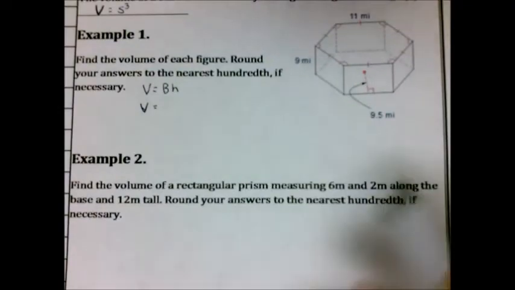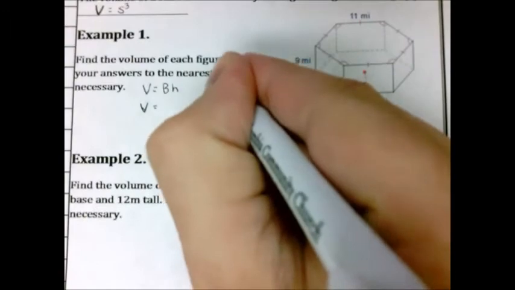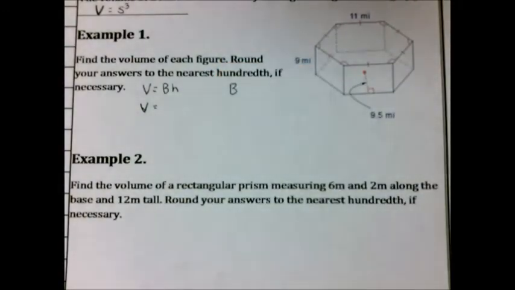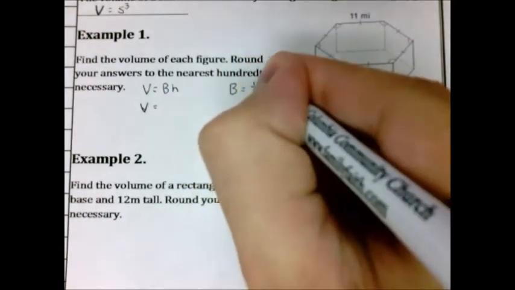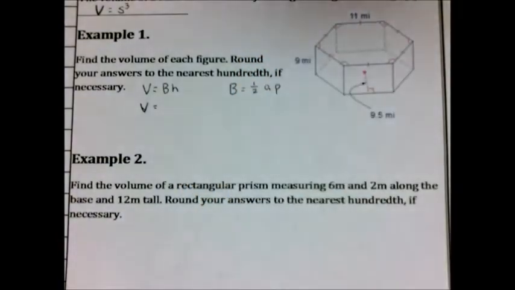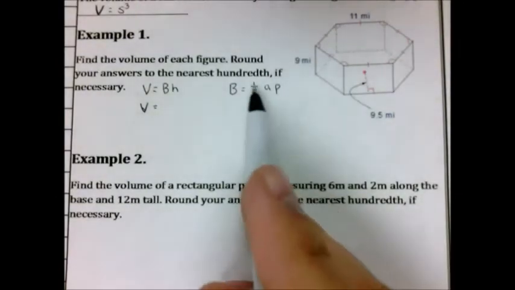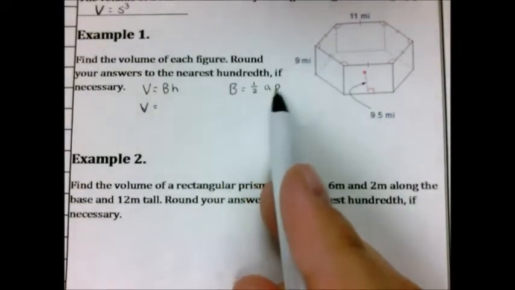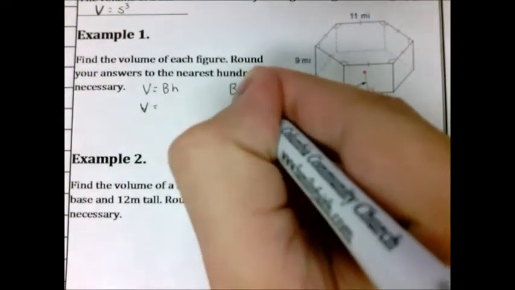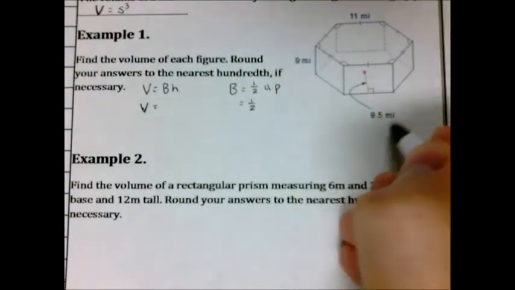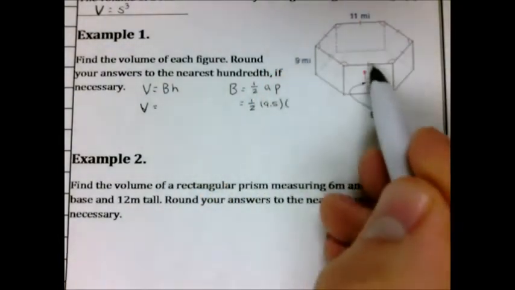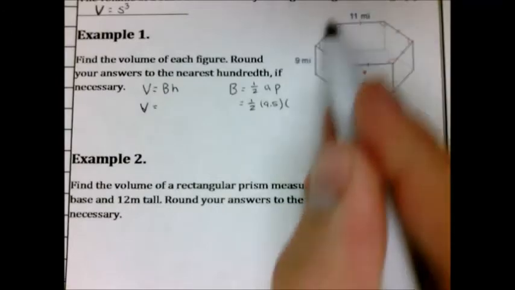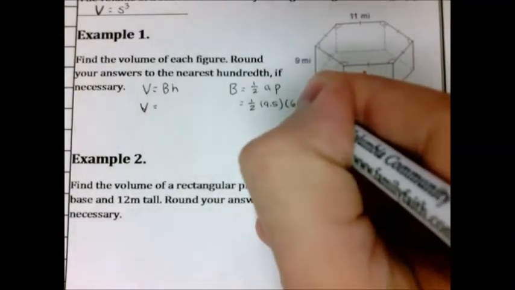The area of the base, which we actually don't know, we have to figure that out. And the actual shape of the base is a hexagon, so what that means then is we have to use the area of regular polygons formula, which remember is just 1/2 times AP. Okay. Now A is our apothem, P is the perimeter, and so the apothem we see is actually going to be 9.5 miles. And our perimeter, each side length is 11. 11 times 6 is 66.